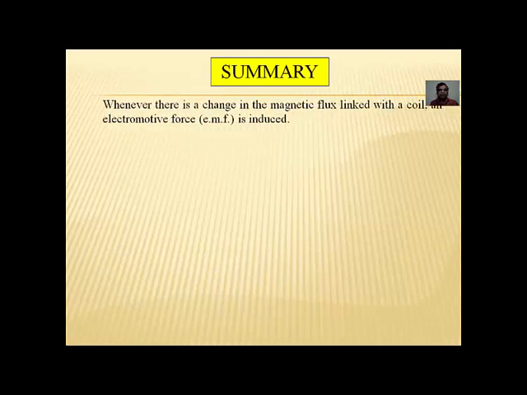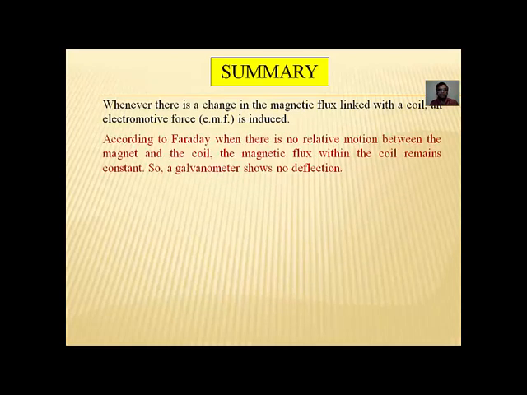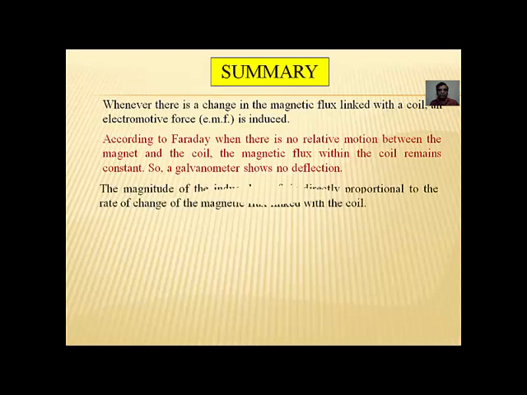Now let us summarize whatever we have studied. Whenever there is a change in the magnetic flux linked with a coil, an electromotive force is induced. According to Faraday, when there is no relative motion between the magnet and the coil, the magnetic flux within the coil remains constant. So a galvanometer shows no deflection. The magnitude of the induced EMF is directly proportional to the rate of change of the magnetic flux linked with the coil.